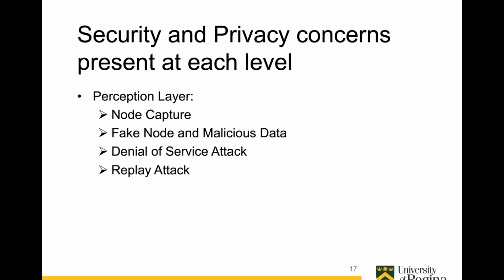In node capture, the attacker tries to take control of a node and eavesdrop on the information from the system. Furthermore, the attacker can also take control of the network if he can take control of a master node or a gateway node. The second type of security attack is fake node or malicious data. In this type of attack, the attacker tries to disrupt the availability of the system by introducing a fake node and transmitting fake data from it.